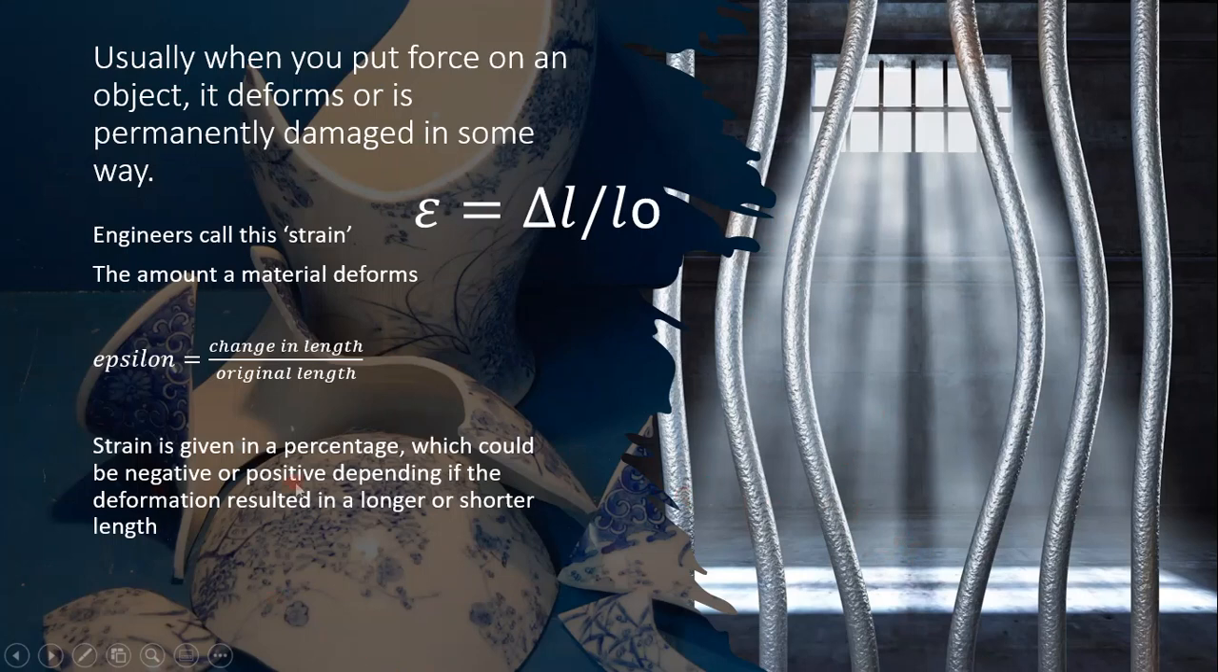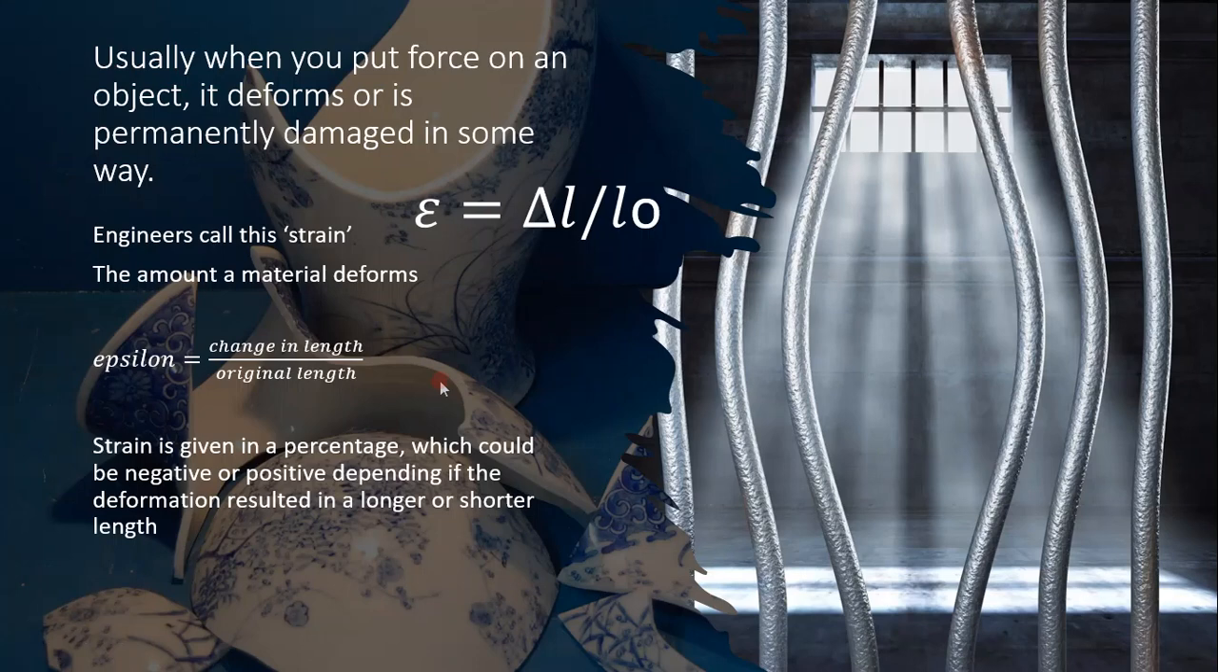So strain is given as a percentage, which could be negative or positive depending on whether the deformation resulted in a longer or shorter length. So obviously if something shrinks, it has experienced a decrease in length, so your percentage change is going to be negative.